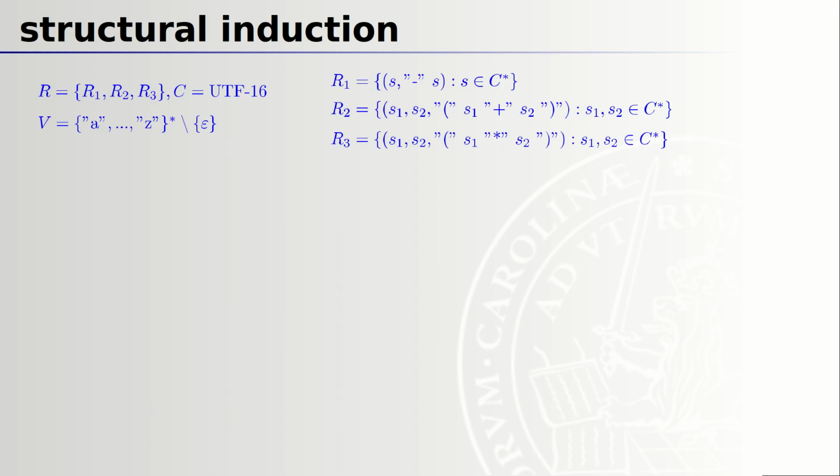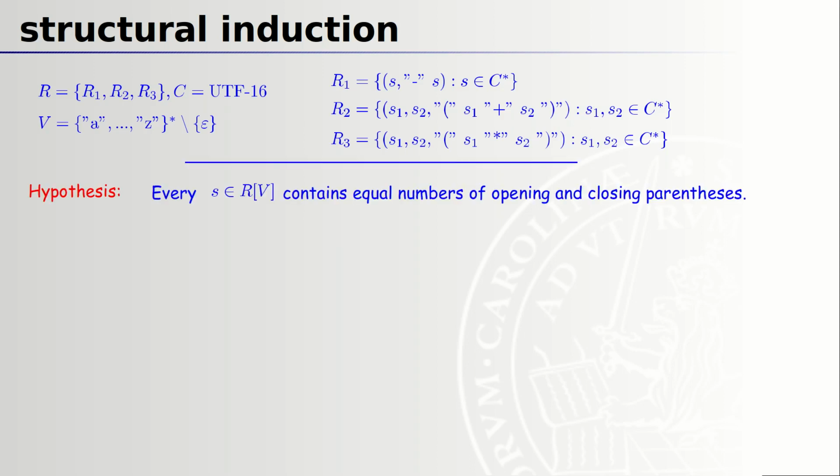Now let us look at a situation where the set we want to prove things over doesn't consist of numbers at all, but is a set inductively constructed as a closure over a set of relations as discussed earlier. Such a proof is called a proof by structural induction. Take our little language as an example. We want to show that all elements of that language, all strings of that language, contain an equal number of opening and closing parentheses.